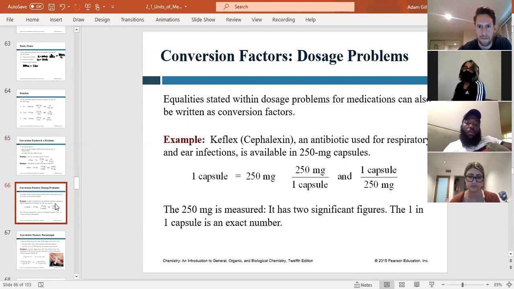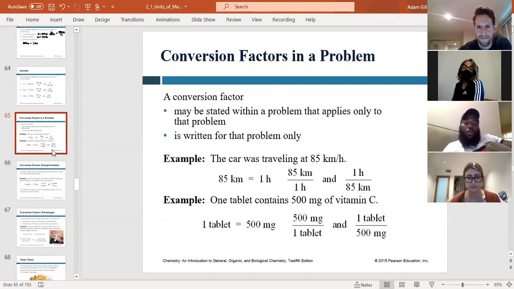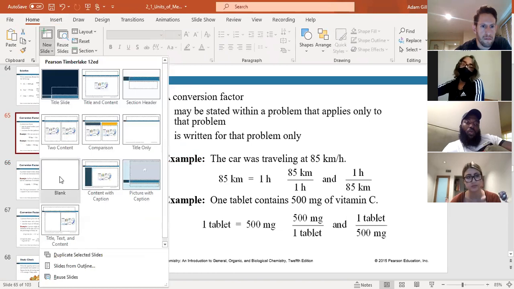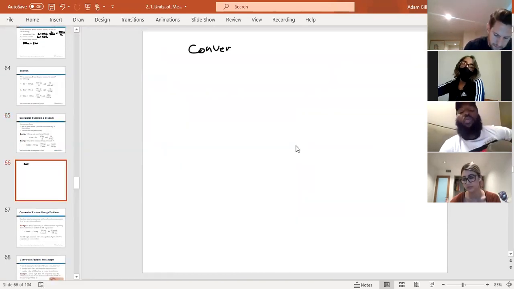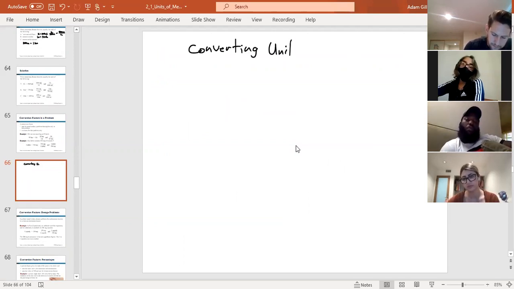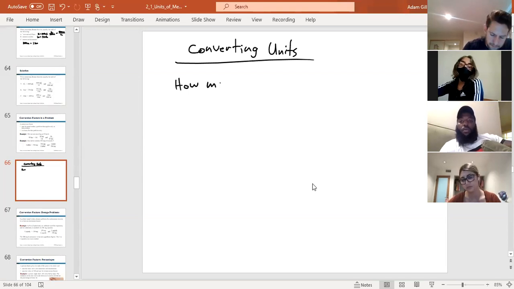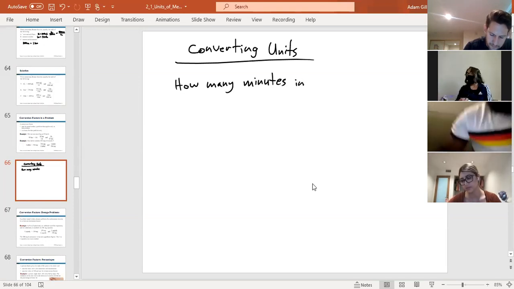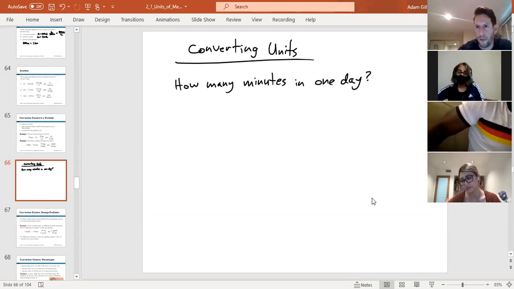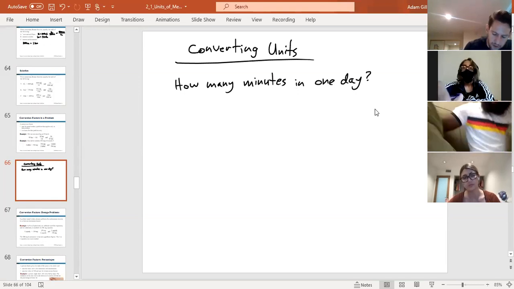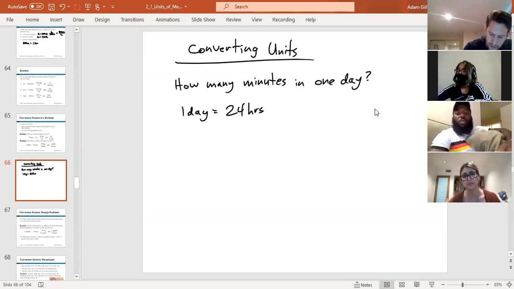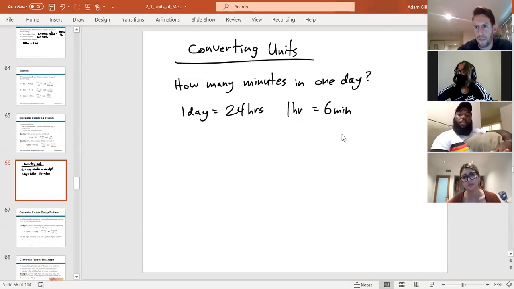Let's get to a practice problem. Converting units. Let's say, how many minutes are in a day? Okay. So what are some conversions that we know? A day is what? 24 hours. What's in an hour? 60 minutes. Okay. So if we want to figure out how many minutes are in one day, 24 times 60.